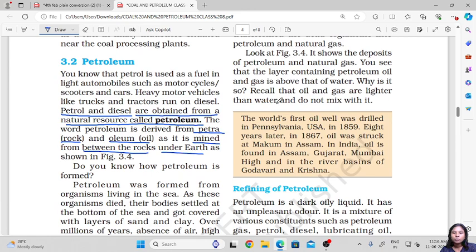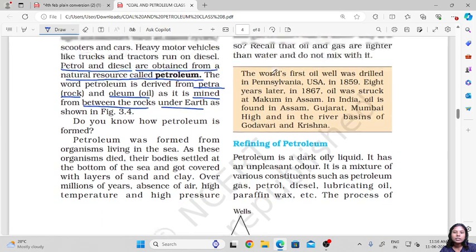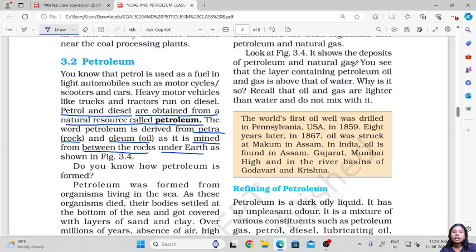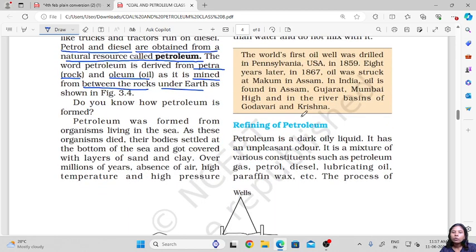Why is it so? Is that because we know that the density of oil and gas is much lighter than that of water? Therefore, it is always found above the layer of water.